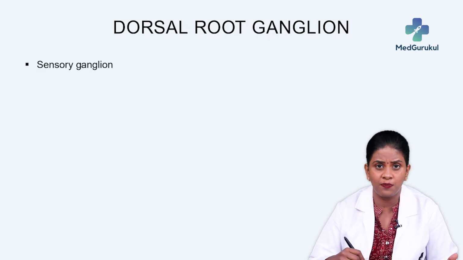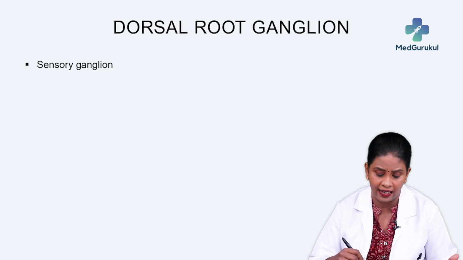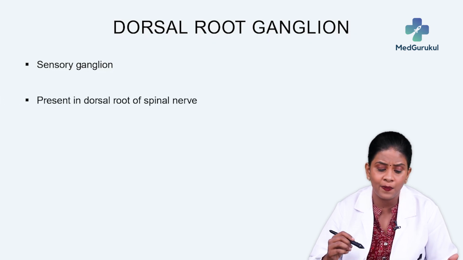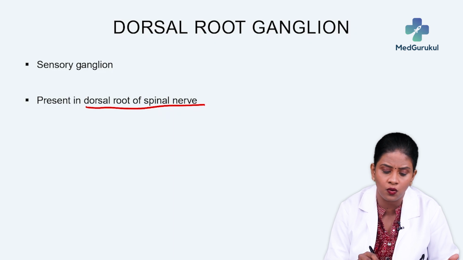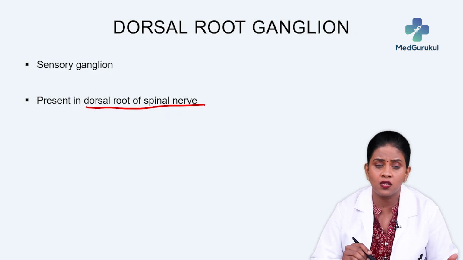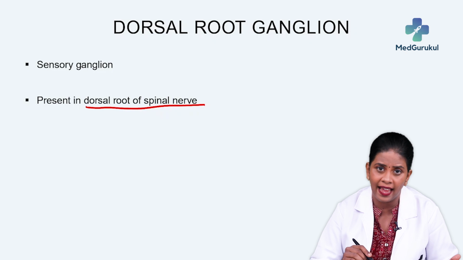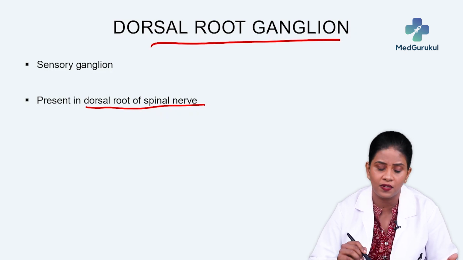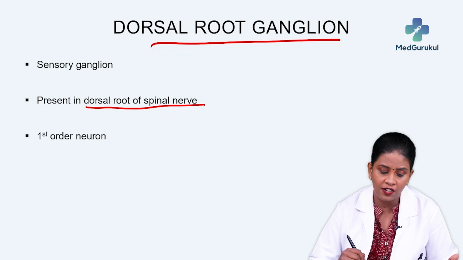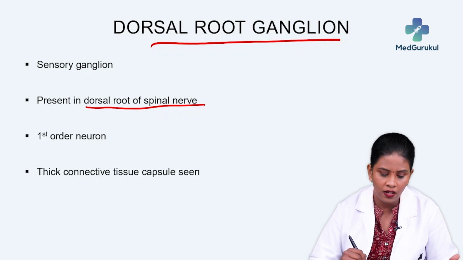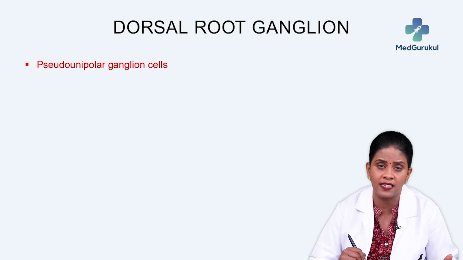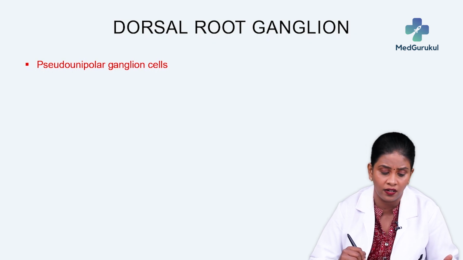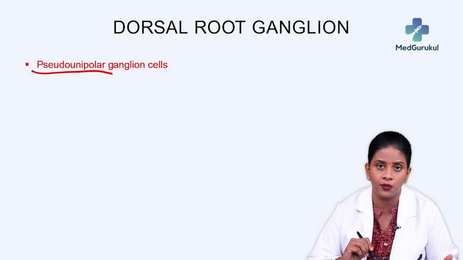So, what type of ganglion is it? It is a sensory ganglion, and it is present in the dorsal root of the spinal nerve. The spinal nerve has a dorsal root and a ventral root. This ganglion is present in the dorsal root of the spinal nerve. It is a first order neuron and it has a thick connective tissue capsule. And what type of neuron is present in this dorsal root ganglion? It is a pseudo unipolar neuron.